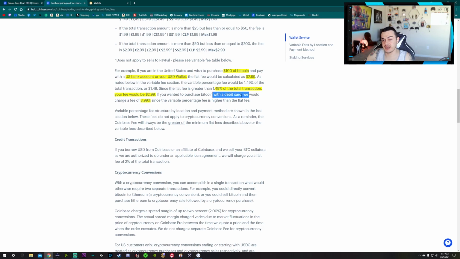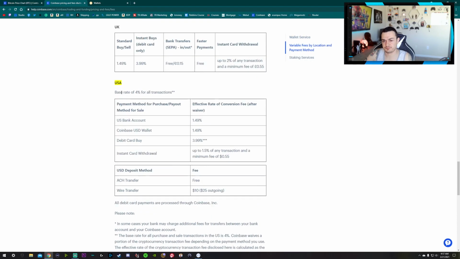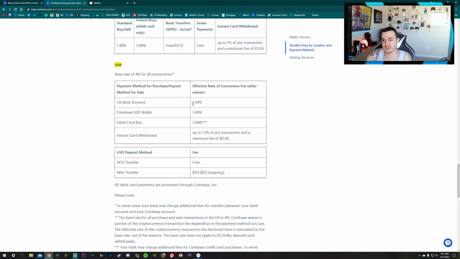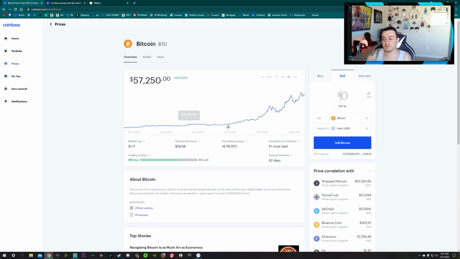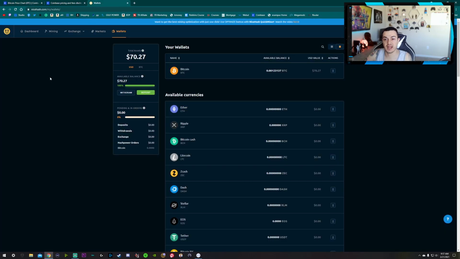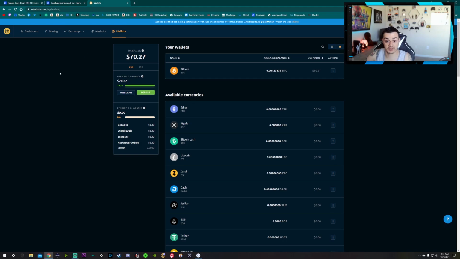If you want to purchase with a debit card, it's 4%, since the variable percentage is higher than the flat fee. So again, they're going to charge you the highest amount. Now down here, there's this little chart that breaks down that if you're paying from a Coinbase US dollar wallet or a bank, it's 1.5%. If you're paying with a debit card or credit card, it's going to be 4%. So what does all this mean? That means that I am paying more fees just withdrawing $39 of Bitcoin than I am to transfer my BTC to a hard wallet directly from NiceHash.